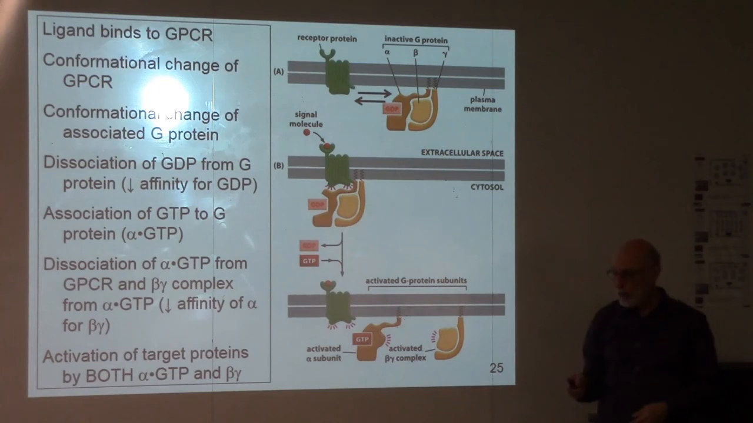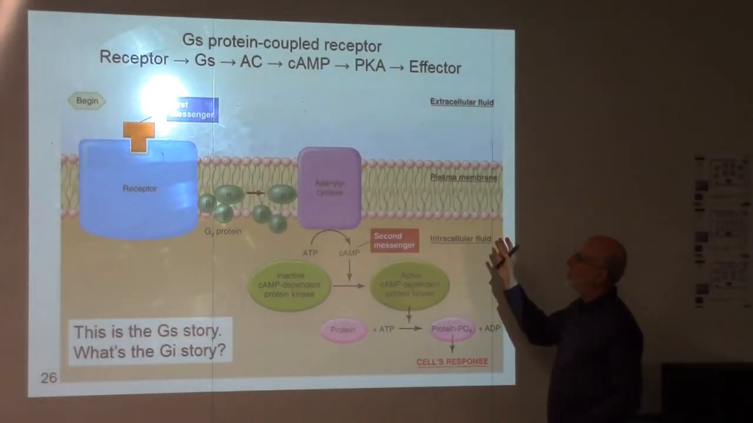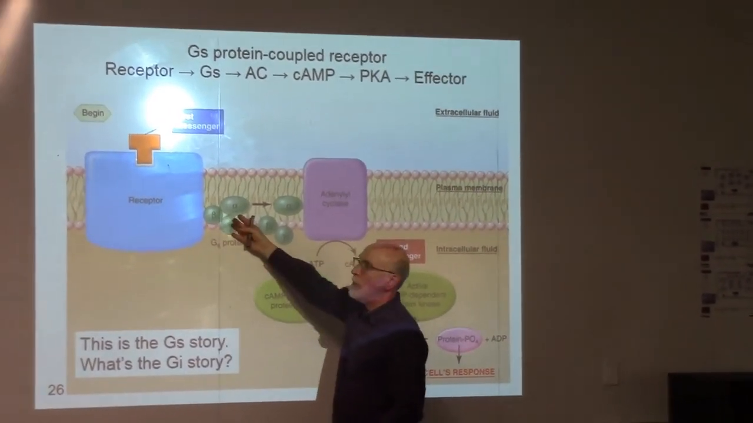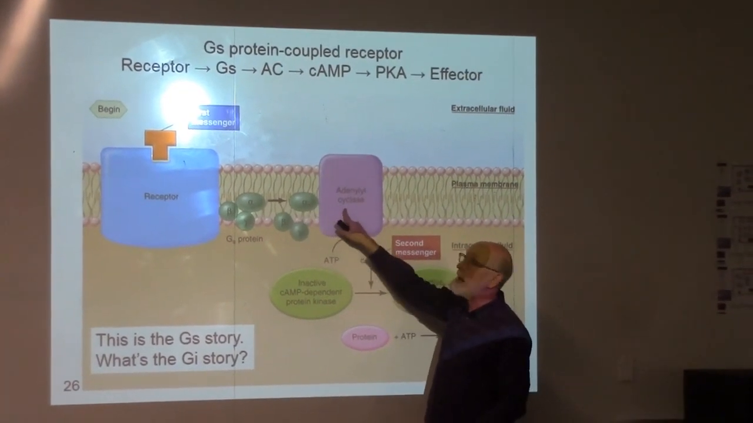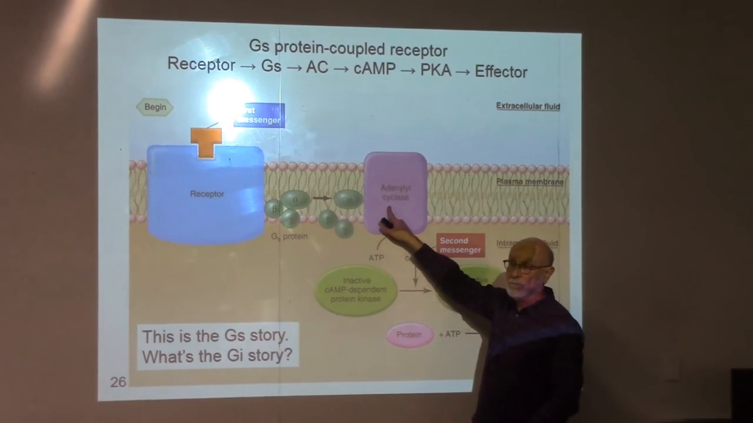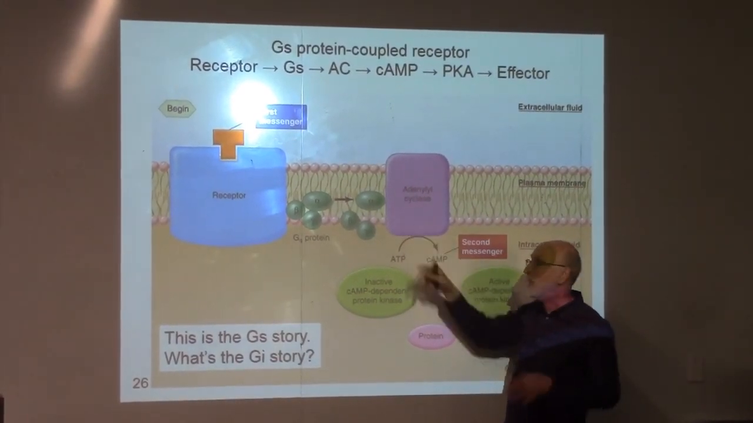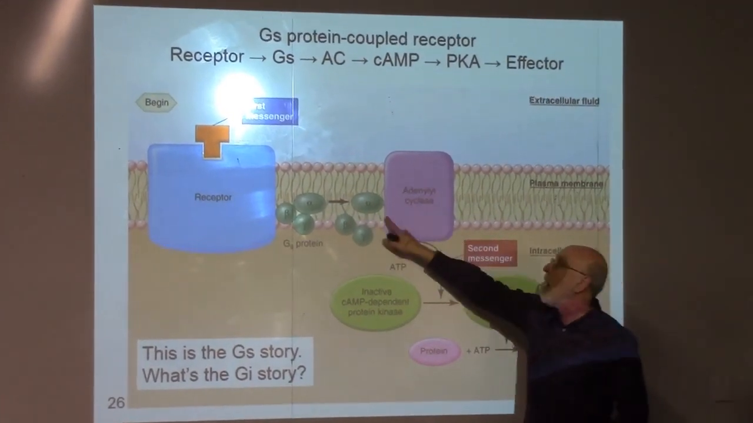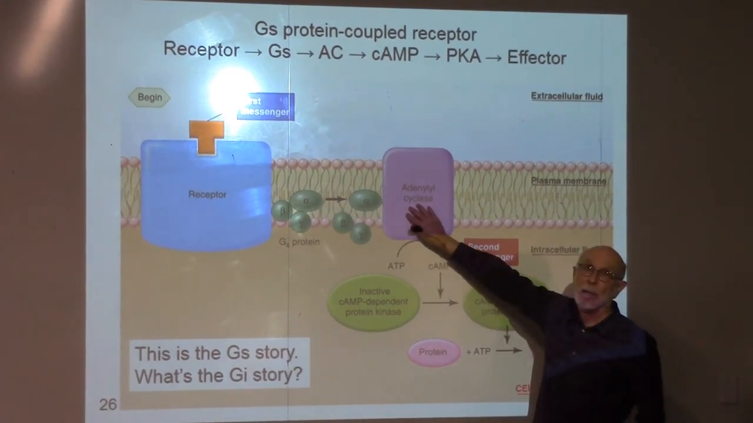Okay, so let's go on with the turning on pathway. Here's the pathway that your book describes. Receptor, G protein, GTP bound alpha is what activates the effector. The effector in this case is adenylyl cyclase. This is the GS story. The alpha S stimulates adenylyl cyclase.